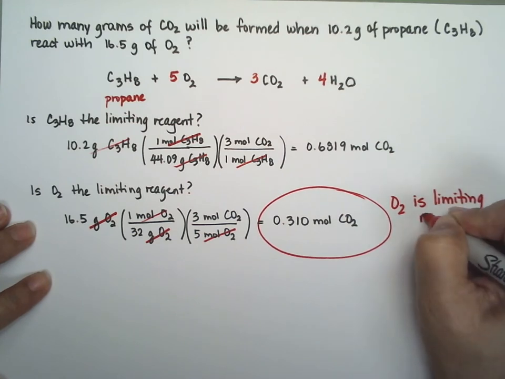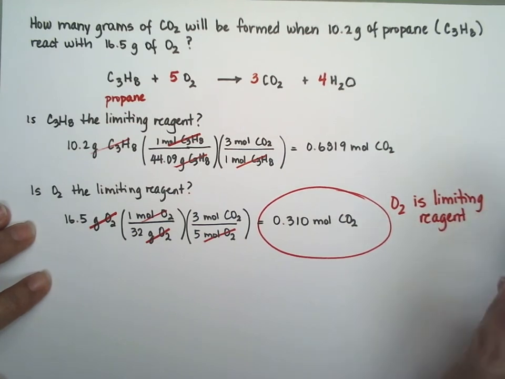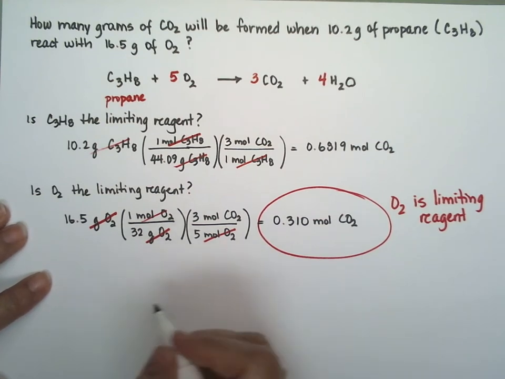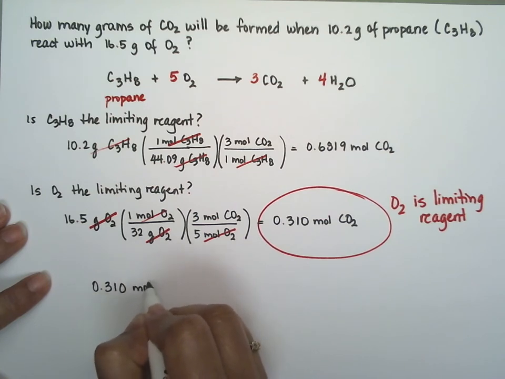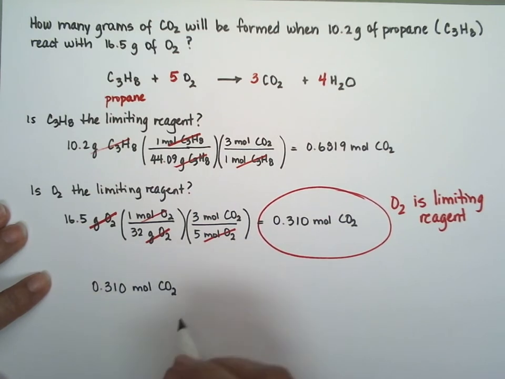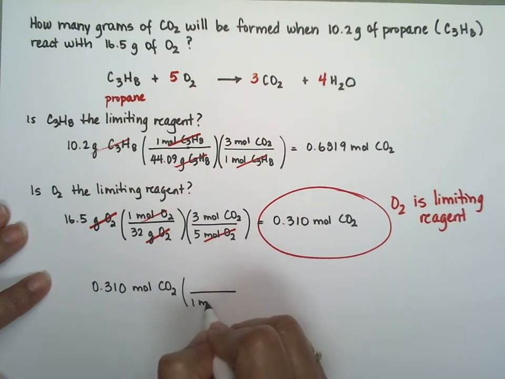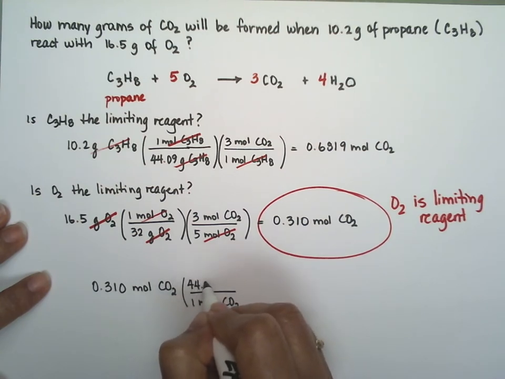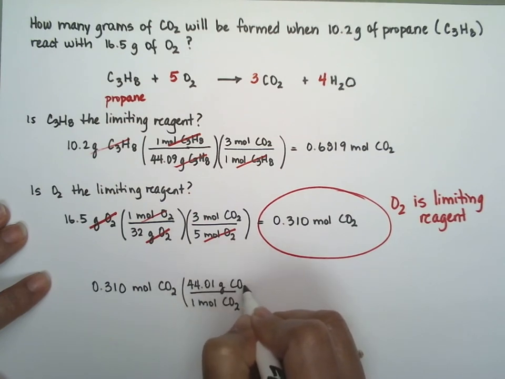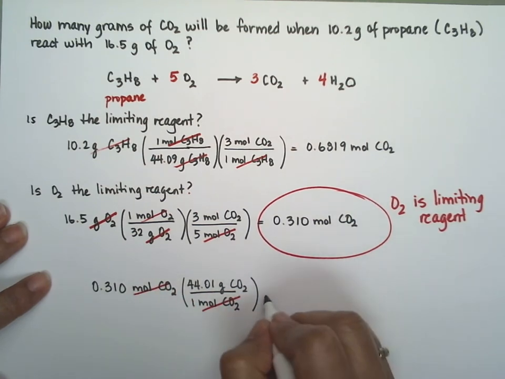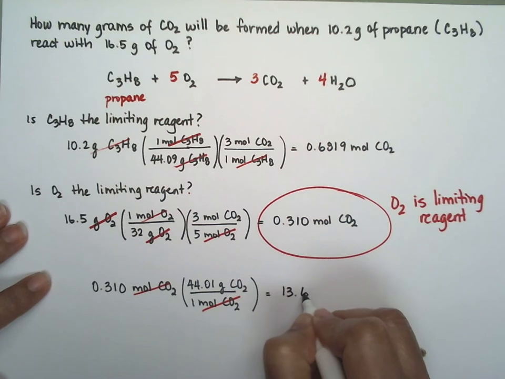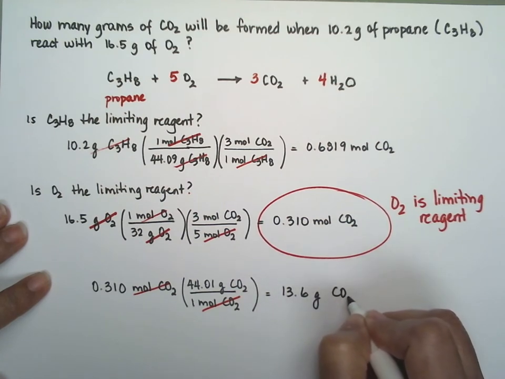We're almost done. Now I need to convert the moles of CO2 to grams of CO2. So 0.310 mole of CO2. We're going to come over here. 1 mole of CO2, if you calculate it, is 44.01 grams of CO2. My units cancel. And that gives me 13.6 grams of CO2 in this reaction.